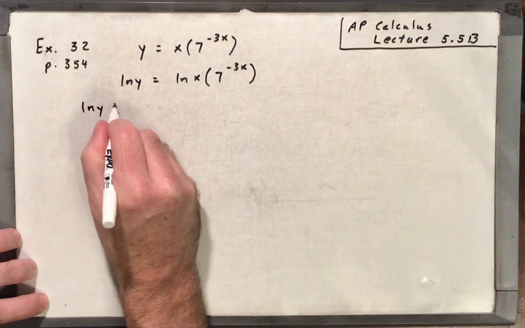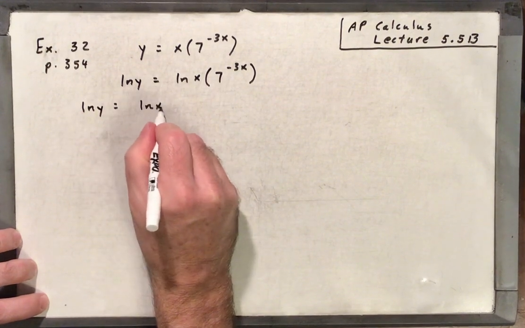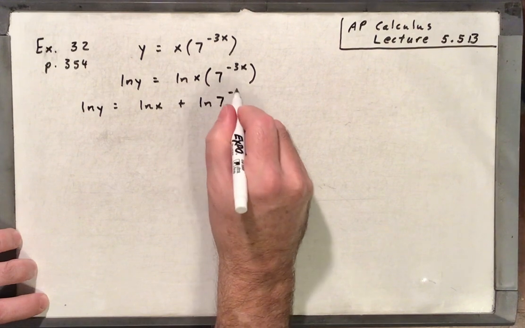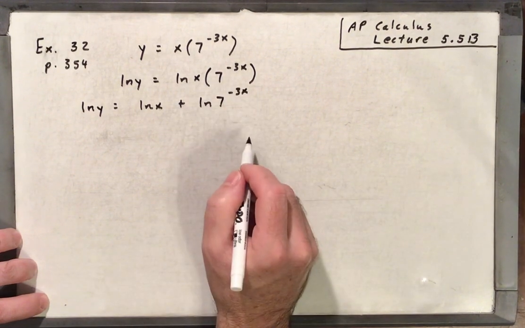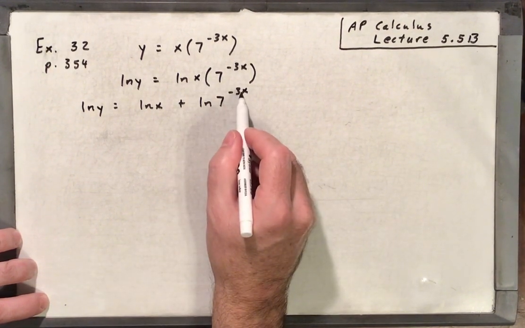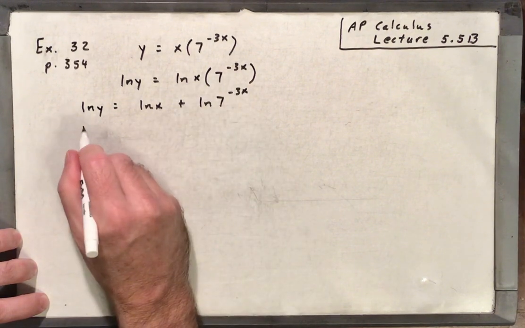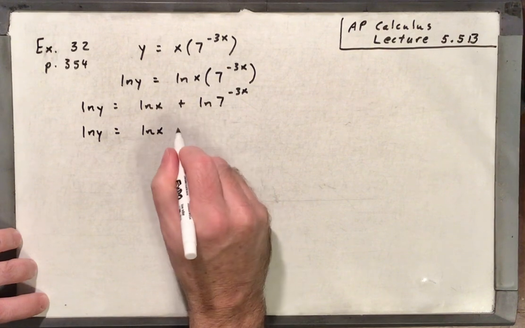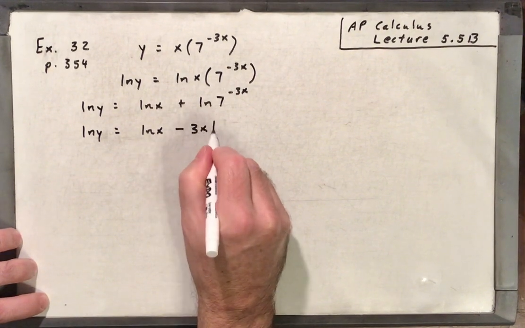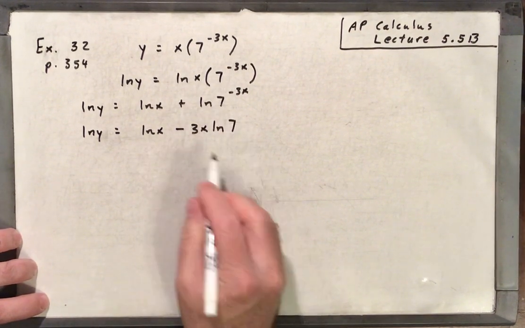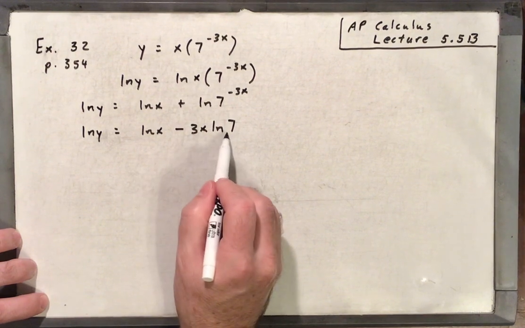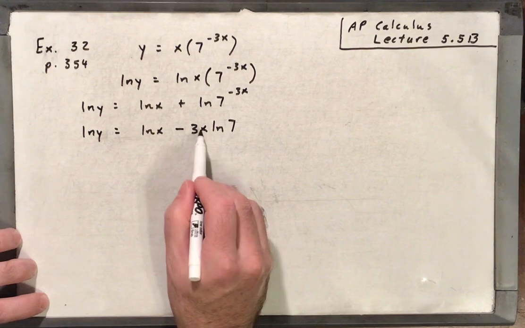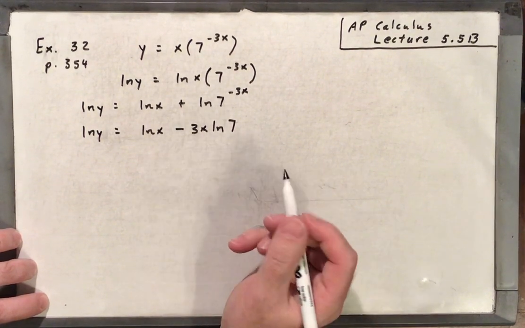Natural log of y is equal to the natural log of x plus the natural log of 7 to the minus 3x. I can bring that negative 3x out front, and I've got the natural log of y is equal to the natural log of x minus 3x times the natural log of 7. Again, like before, 3 times the natural log of 7 is just a number. Think of both of those as a coefficient out in front of x.